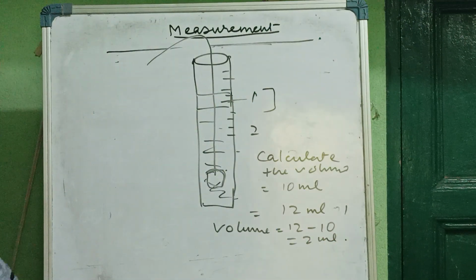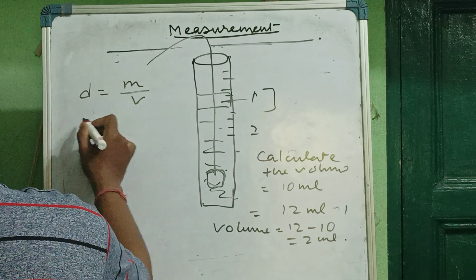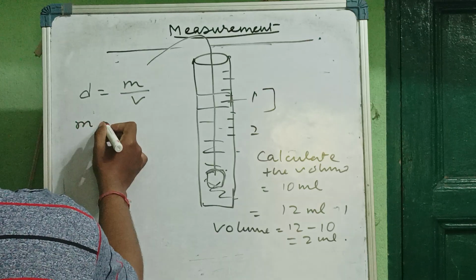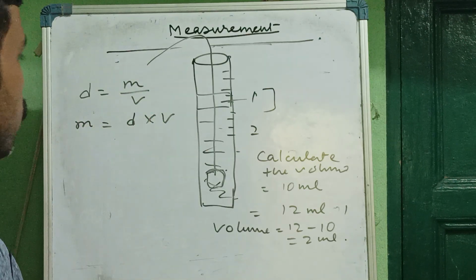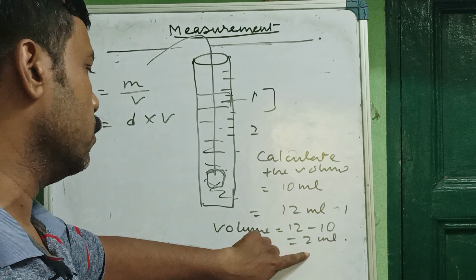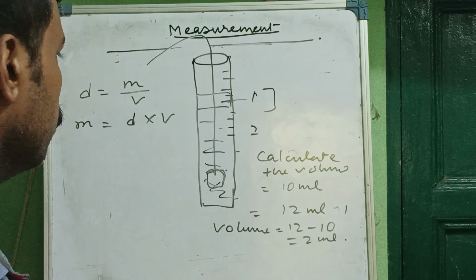Then we use the basic calculation, density equals mass by volume. So to calculate the mass, we multiply density with the volume. So if the density of the substance is given in the numericals and the volume calculation is here, we can easily calculate the density and volumes.